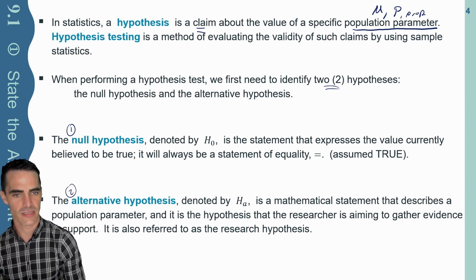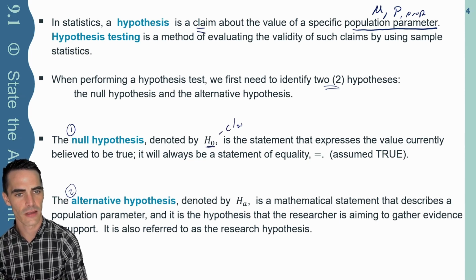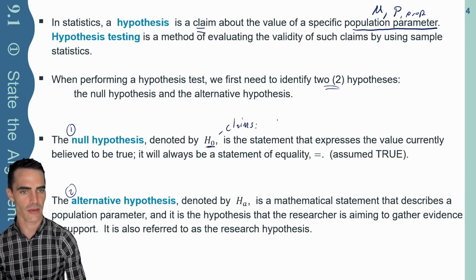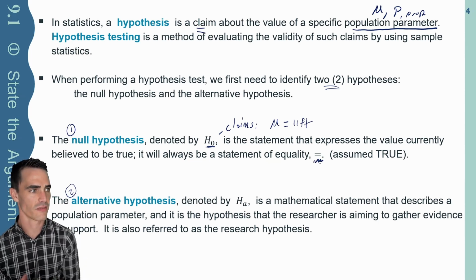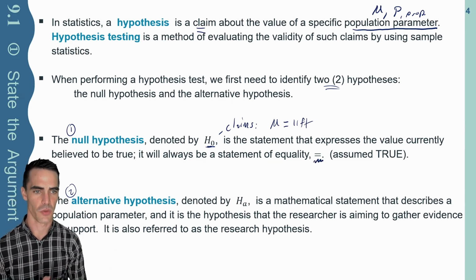The null hypothesis is often abbreviated H0, and these should always be claims that are being made. A classic claim might be something like, the mean is equal to, say, 11 feet. One thing you'll notice about these null hypotheses is that it's always going to be an equal to situation, very one-dimensional.